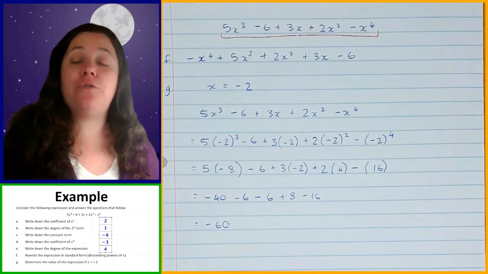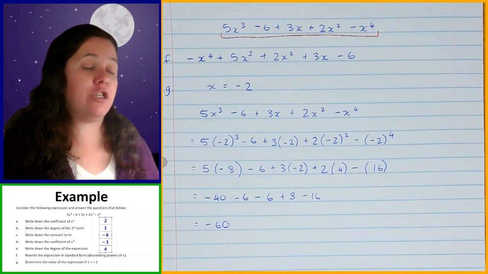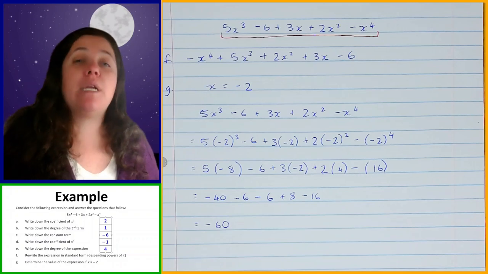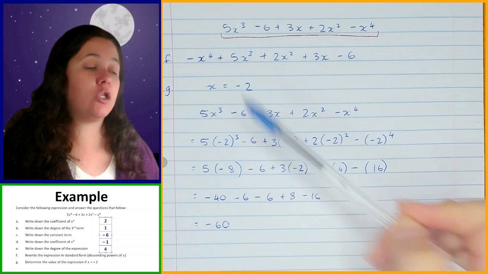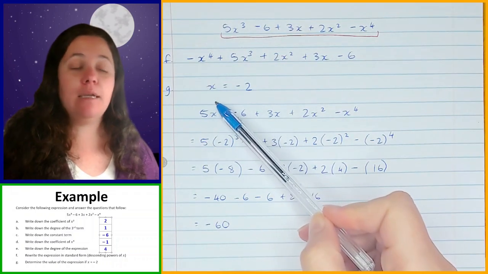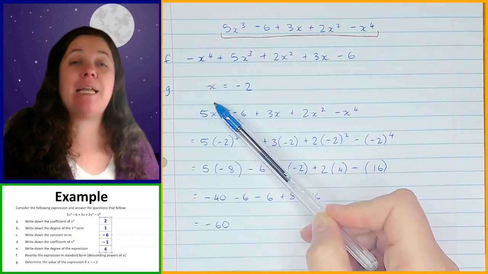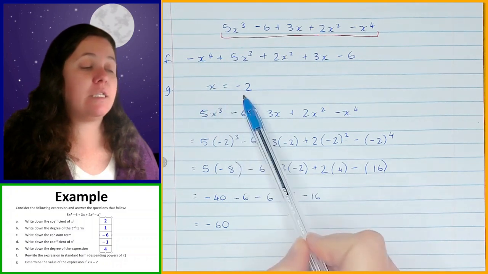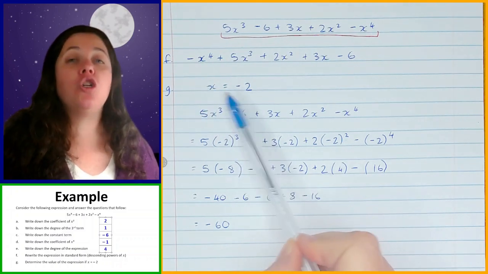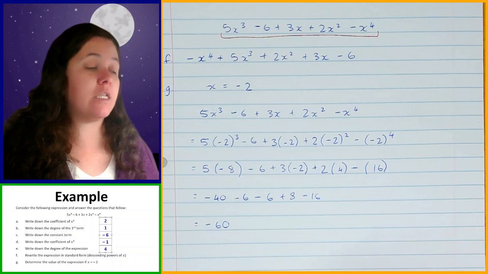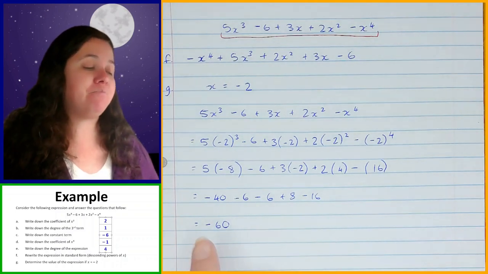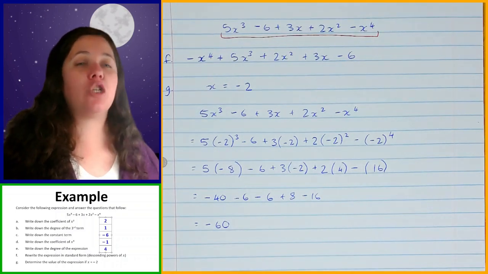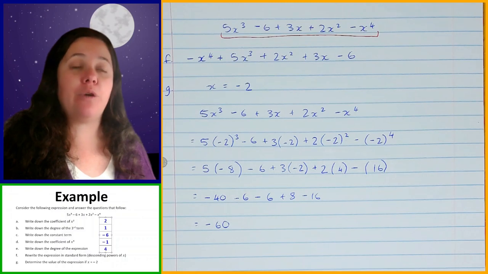Obviously, if x had a different value, if they told us to find the value of the expression if x is 5, then we would get a different answer. So the value of the expression is all dependent on what the x value is. And remember, x is a variable, so it can change values. Just because they told us it's negative 2 doesn't mean that it couldn't be something else. They could also have told us to find the value of the expression if x was equal to 3 or 1 or something like that. So that is an example of a kind of question you can get when you're working with polynomials.